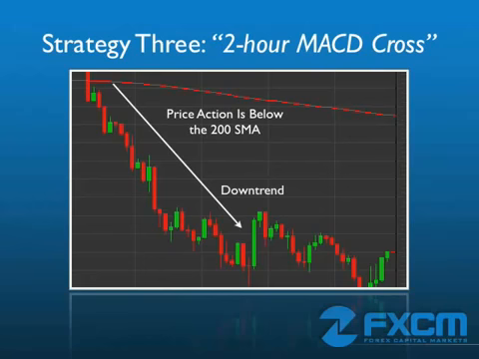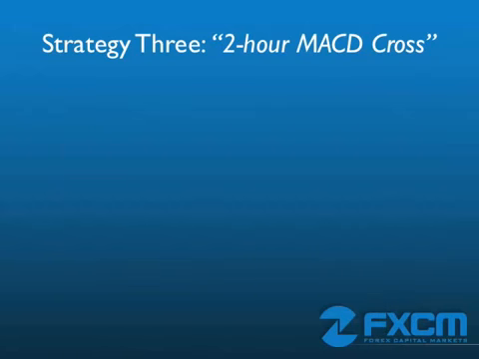If the price action is below the 200-period moving average, like it is here, the pair is currently in a downtrend. That's really the only purpose of the moving average indicator in this strategy. Most of the time, we'll be focusing on the MACD indicator, which will provide us with our buy and sell signals. Here's an outline of what we will look for with the MACD indicator.